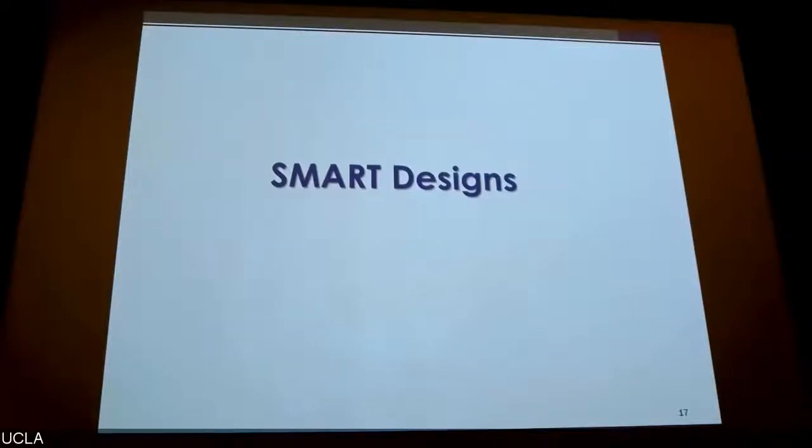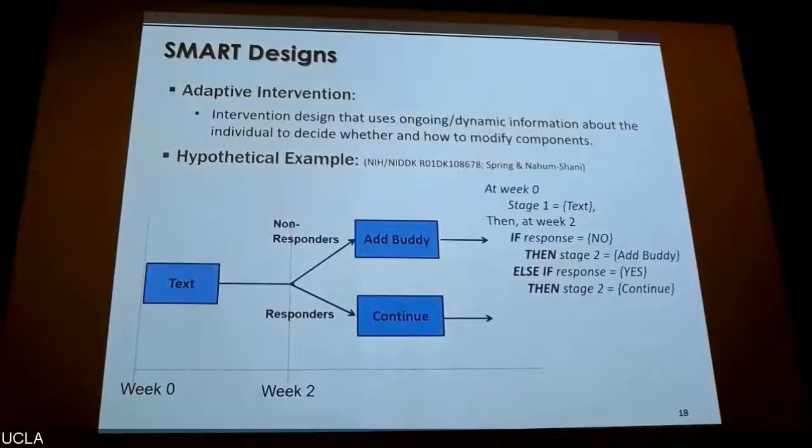Okay, SMART trials. Like I said earlier, SMART stands for Sequential Multiple Assignment Randomized Trials. These designs were developed explicitly to help us construct high-quality adaptive interventions. So what are adaptive interventions? Let's define them formally. I said earlier that in adaptive interventions, we're trying to address not only the unique, but also the changing needs of people as they progress through the treatment, right? To do that, in adaptive interventions, we use ongoing dynamic information about how people progress through the treatment to decide whether and how we should modify our components.